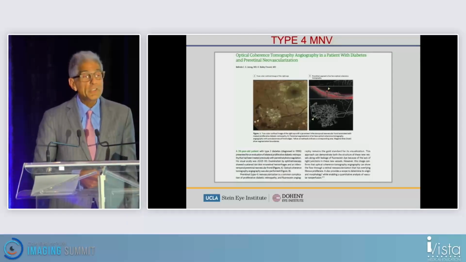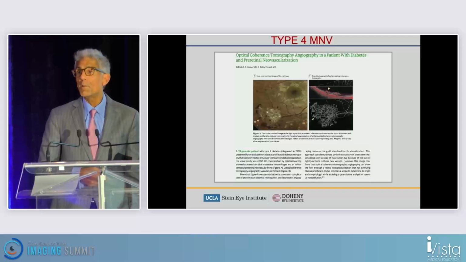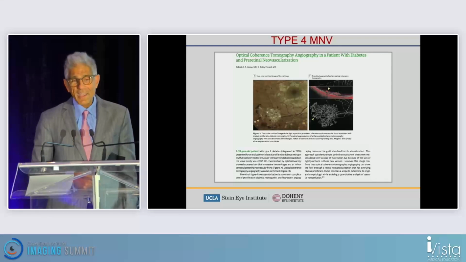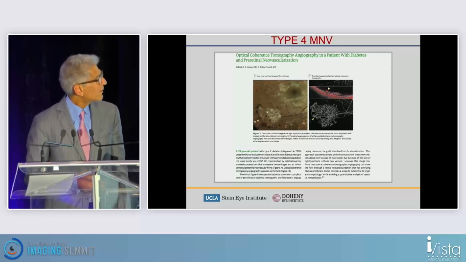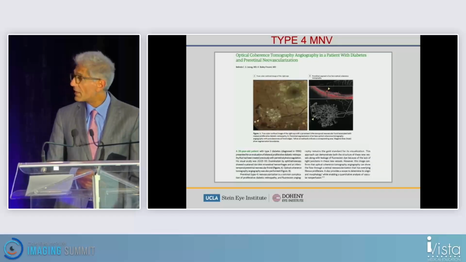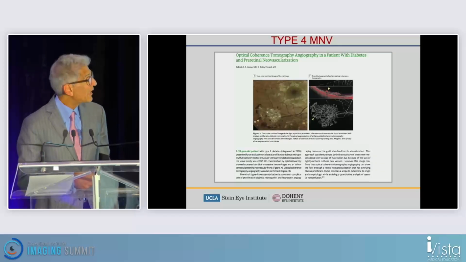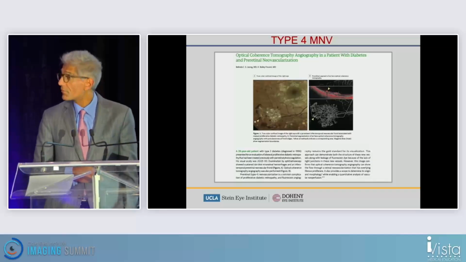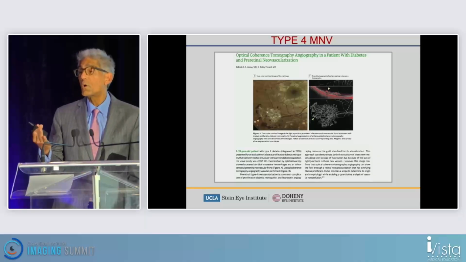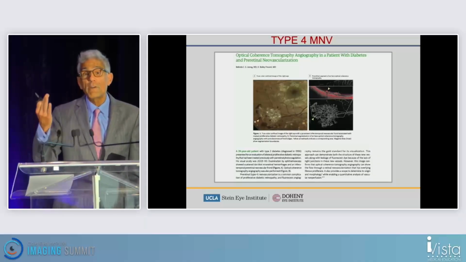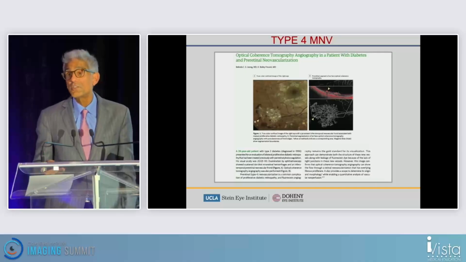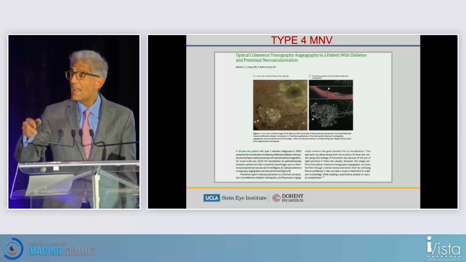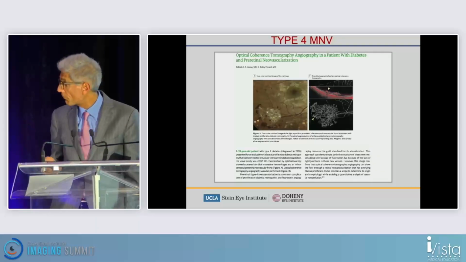After that original OCT classification, Bailey-Freund then published this not well-known case report where he looked at diabetics with neovascularization and characterized the neovascularization that was developing elsewhere along the surface of the retina. And because these lesions were on the surface of the retina, it was the natural progression from type 3 to what he called type 4 neovascularization. So sub-RPE, subretinal, intraretinal, and then pre-retinal in diabetics that he referred to as type 4.